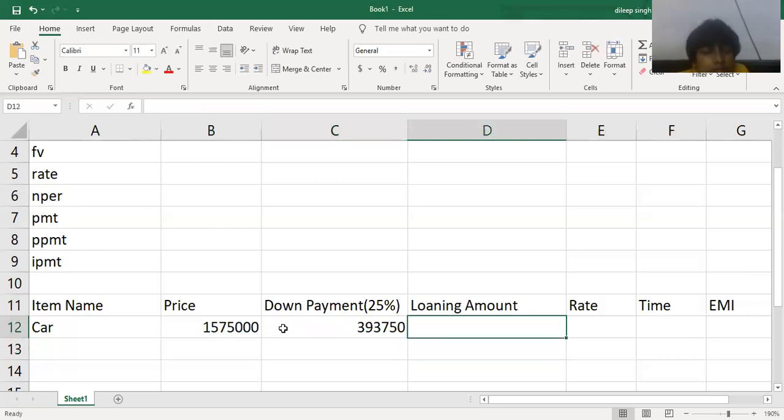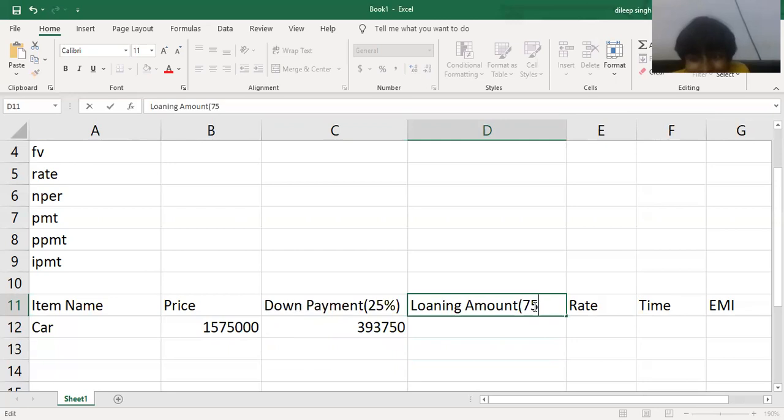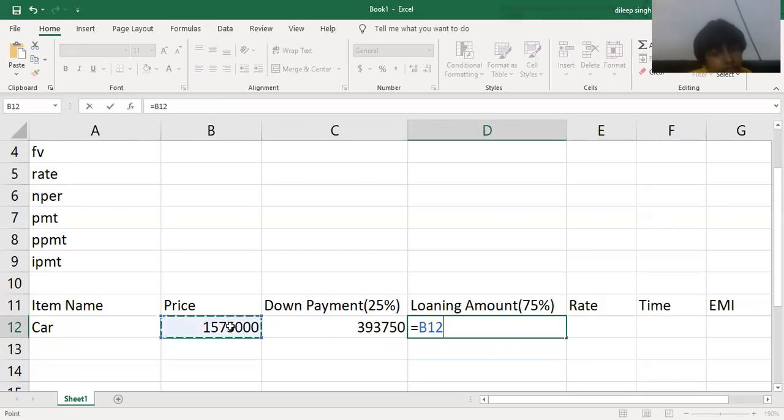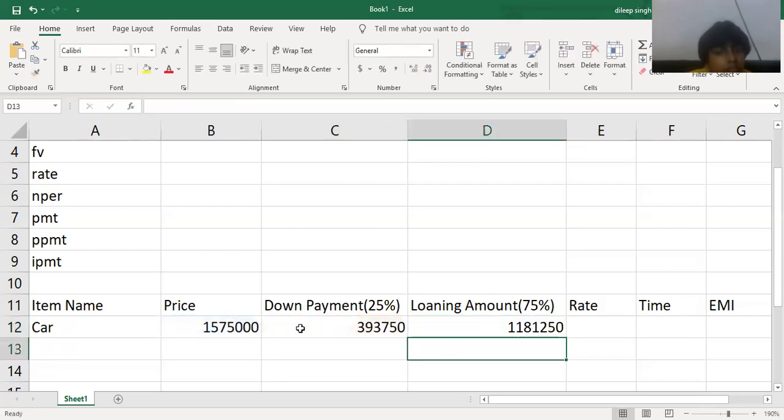That is 3,93,750. And what will be the loaning amount? The loaning amount is 75% of our price. And how can we calculate this? If we know the 25%, then just click equals and deduct the down payment from the price. When we subtract the 25% from the price, you will get the 75% of the car price, and that will be the loaning amount.